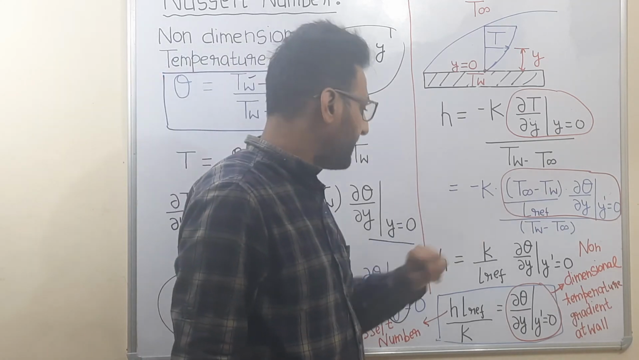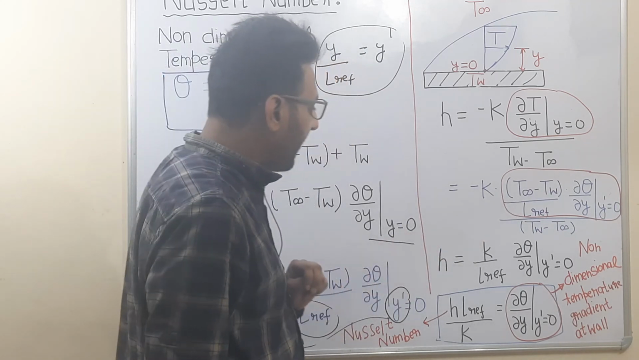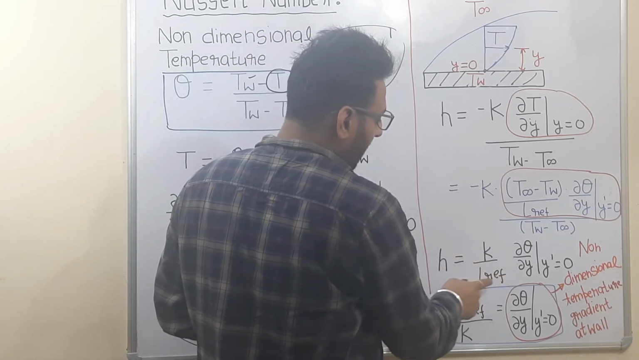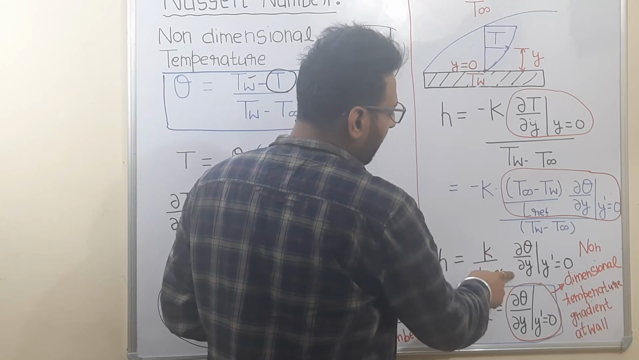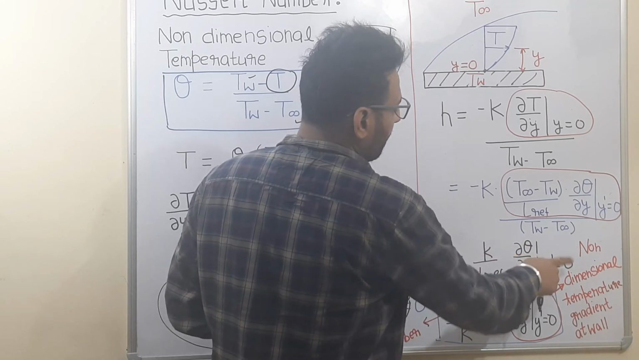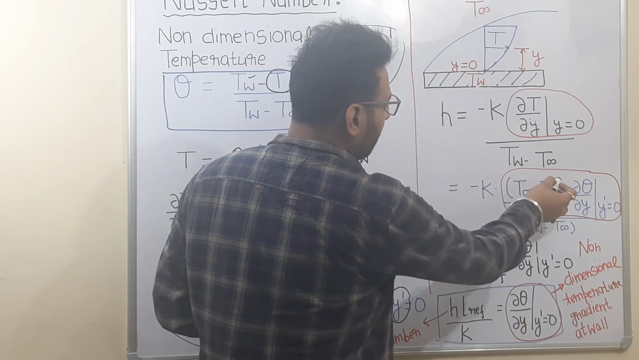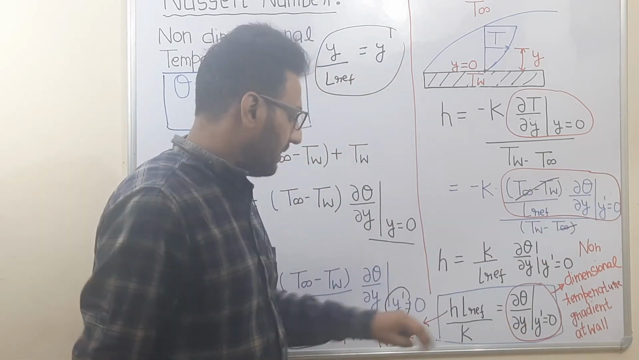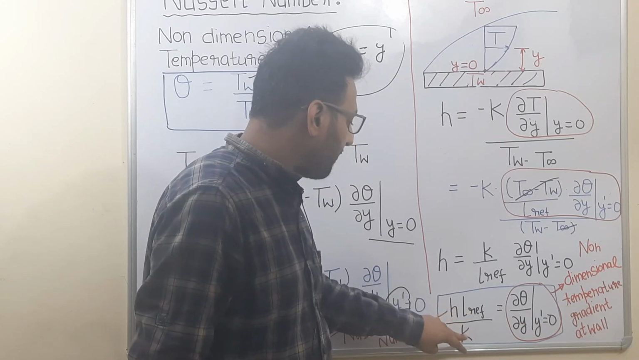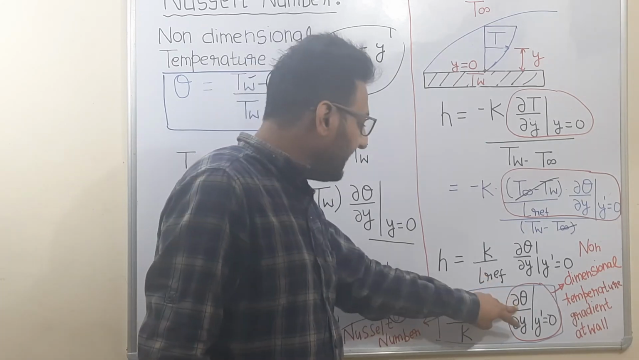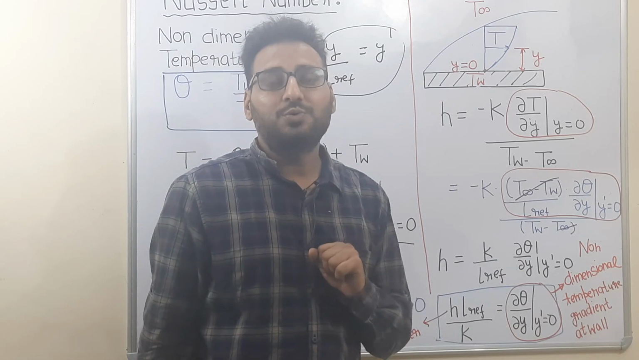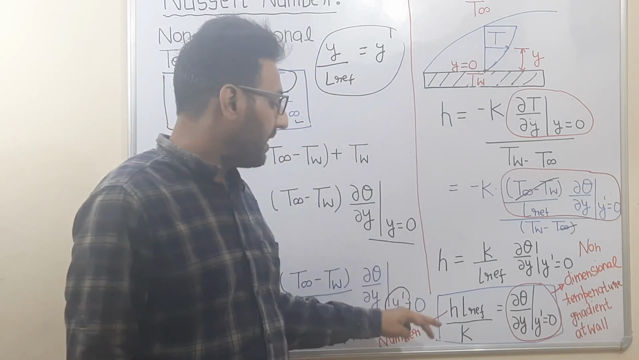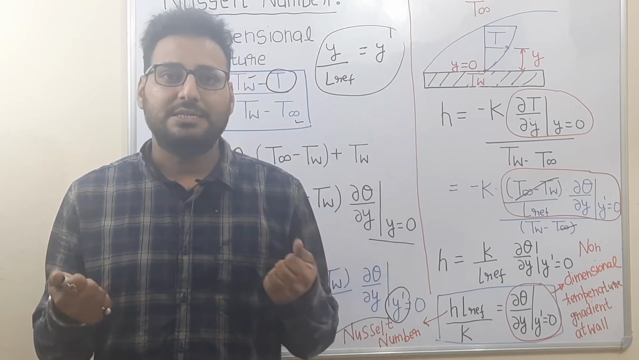After simplifying the expression and rearranging, we will get the expression like this: h is equal to k upon L reference times del theta upon del y dash at y dash equal to 0. Okay, because these two terms will cancel each other. So after rearranging, we will get h L reference upon k is equal to del theta upon del y dash at y dash equal to 0. If you remember, what is this? h L reference upon k is the expression for Nusselt number.